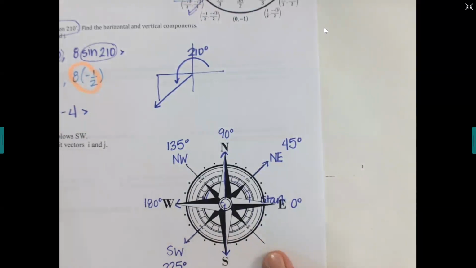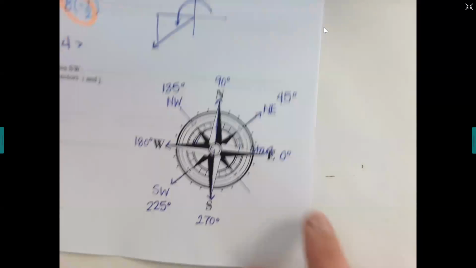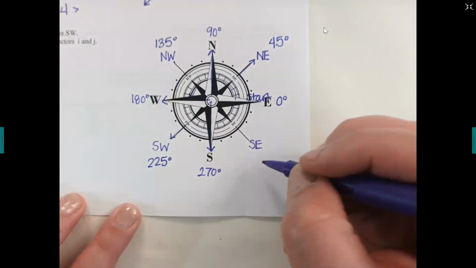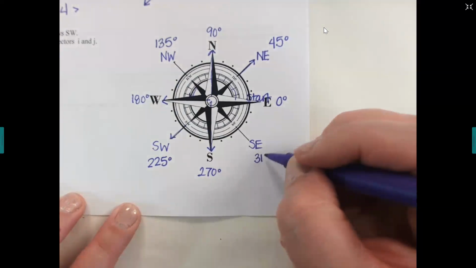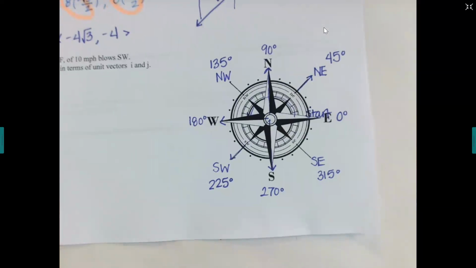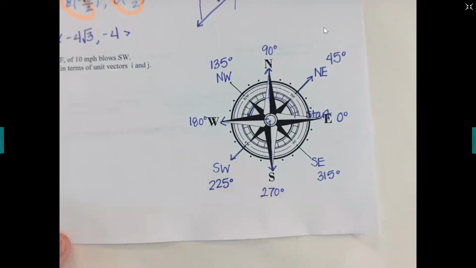Okay, we have one more left. What are we going to call it? What direction? Southeast. And what angle would it be? 315 now. Okay. So what's going to be a little bit different is that most of our questions today are going to be talking about cardinal directions. But if you just lay it on top of the unit circle, it's the same thing.